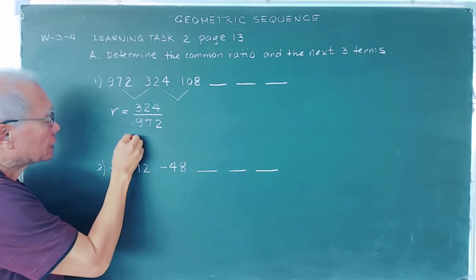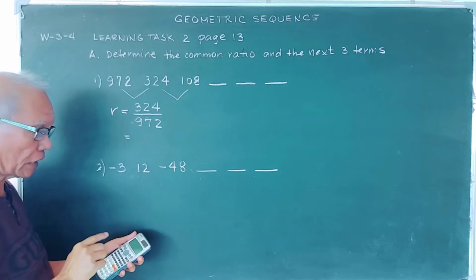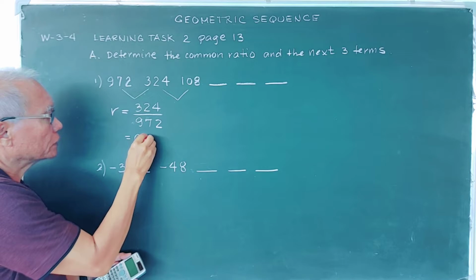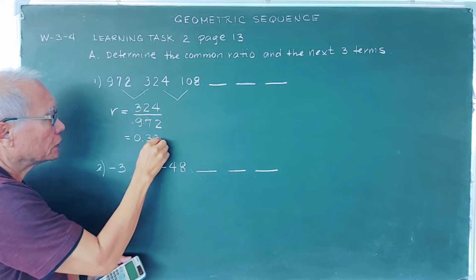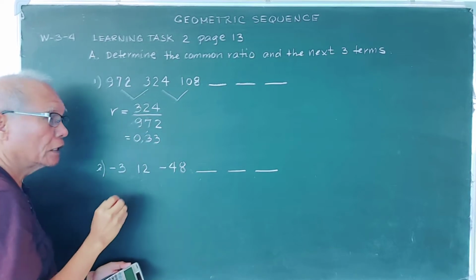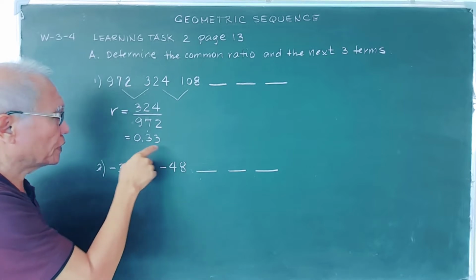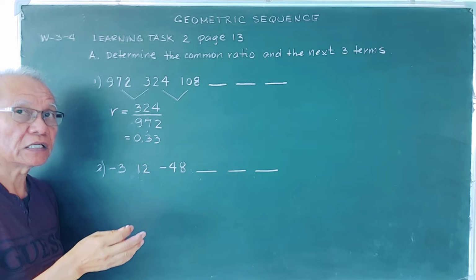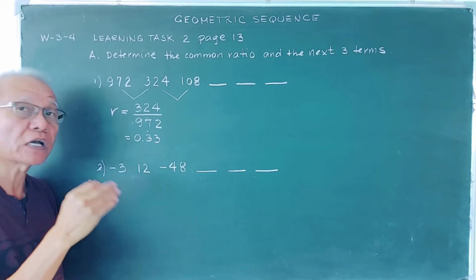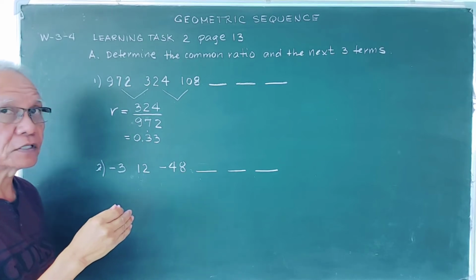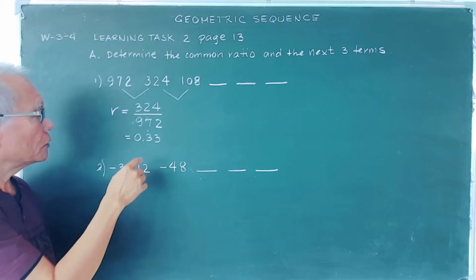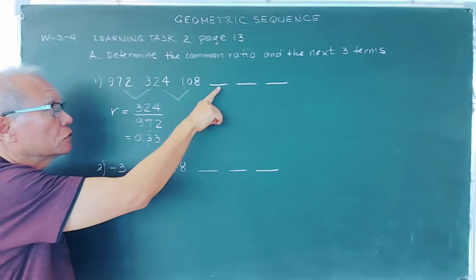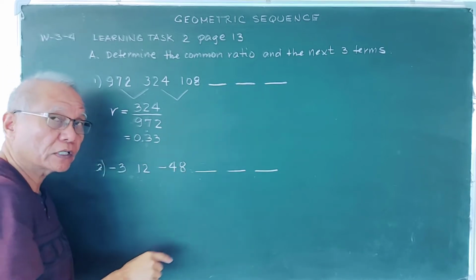Pag dinivide natin class, calculator natin, makukuha natin dito ay 0.33, which is a repeating decimal. Itong repeating decimal, pwede nating isulat sa fractional form, which is 1/3. Huwag niyong gagamitin ito kasi hindi na siya mag-i-eksakto. Ito magiging decimal hanggang sa dulo.